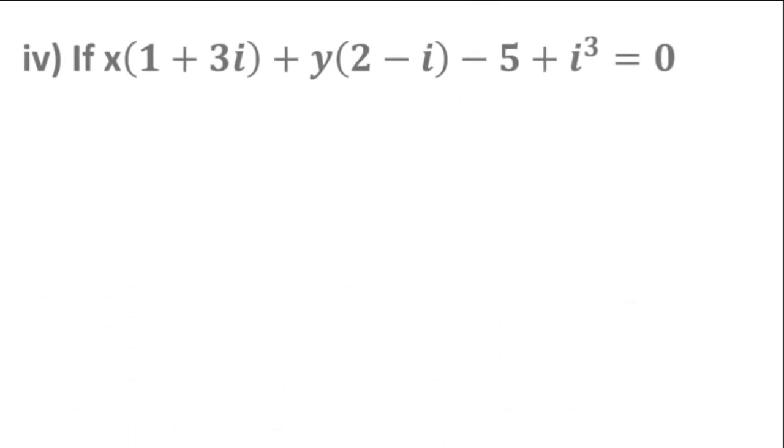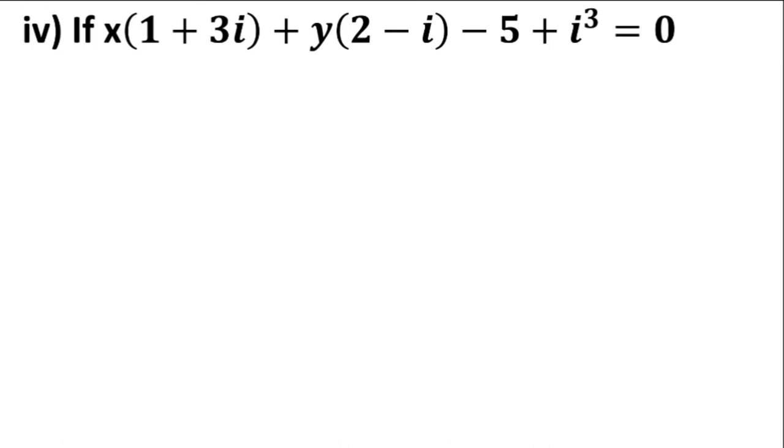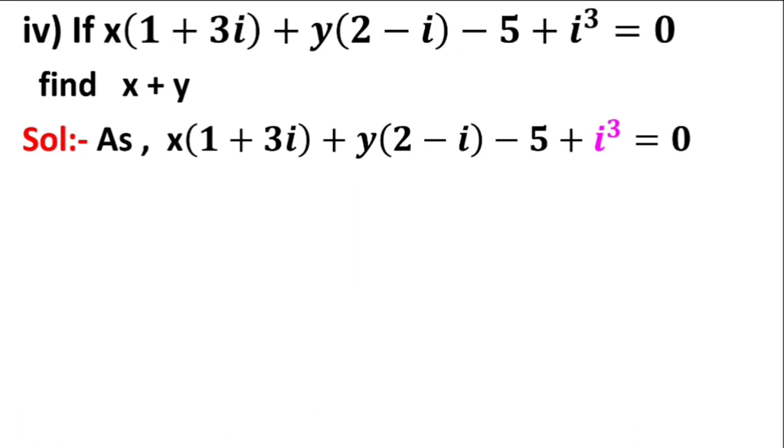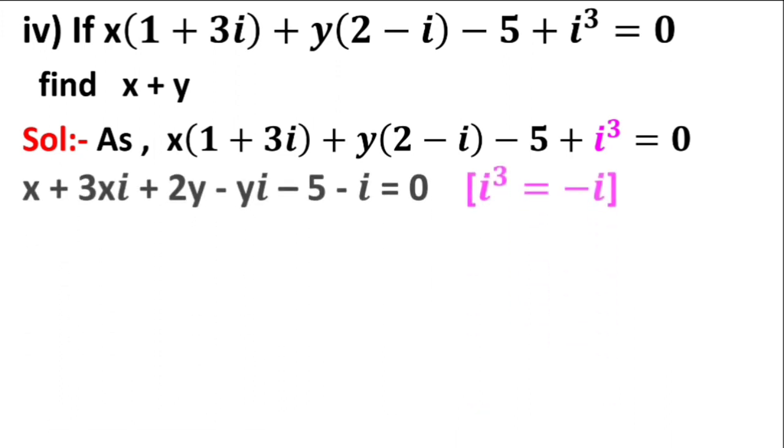Okay. Now the fourth question is, if x into bracket 1 plus 3i plus y into bracket 2 minus i, minus 5 plus i cube is equal to 0. Okay, here also it is a complex equation. You have to substitute the value of i cube. What is i cube? Minus i. Now again open this bracket. You have to open each and every bracket here and simplify. Find x plus y, not x and y. Just first you have to find out x and y, then add them. It is given that the given complex equation.